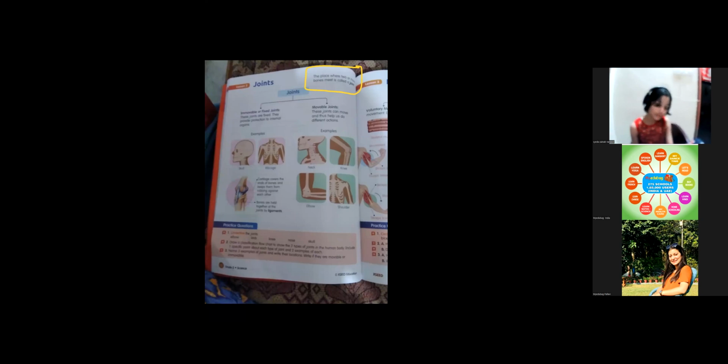Okay, and these are the different examples that you will mention while writing your answers. Shall we move ahead? Okay.